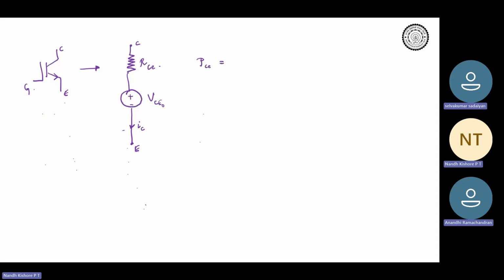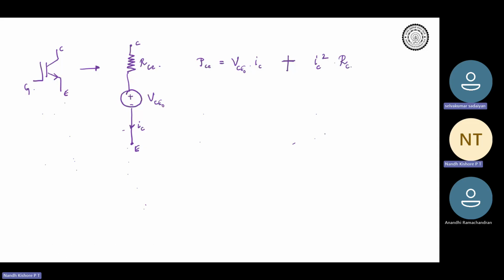VCE IC into RC, into ICE. VCE naught into IC. Okay. And then plus IC square into RC. Sorry, no, the loss will be IC square into RC.